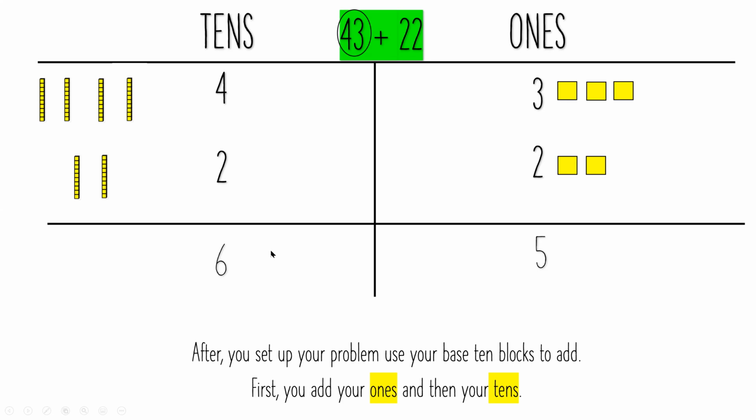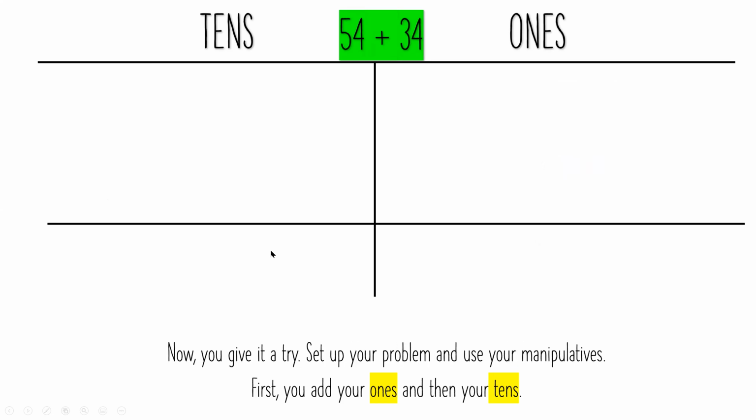Let's do another one together. All right, so now we're going to give it a try. First, we're going to set up our problem and use our manipulatives. So remember, when you're setting up your problem, you're going to always start with the first number of your problem. In this case, 54. 54 has 4 ones and 5 tens. Now 34. 34 has 4 ones and 3 tens.